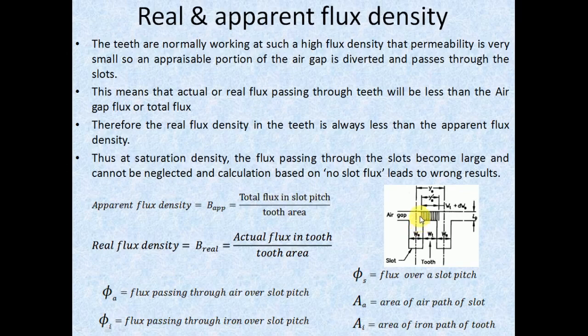The flux which is passing through this air portion of the slot is said to be phi A, and the flux which is passing only through this iron portion of the tooth is said to be phi I. The complete flux over the slot pitch is represented by phi S. The area of the air path of the slot, see these flux lines going through this air portion, is represented by A suffix A, and the area of the iron path of the tooth is represented by A suffix I.